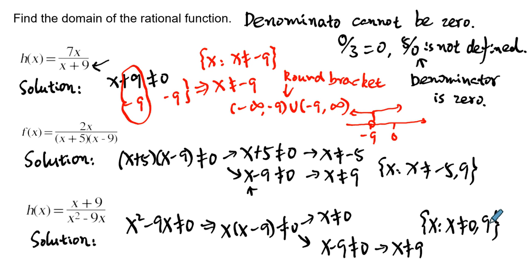That's it. Indeed, if you plug in 0 here, you have 0 squared minus 9 times 0. 0 squared is 0, 9 times 0 is 0. You will end up with 0 here. So if you exclude 0 and 9, the rest of the values are going to work because the denominator will never be 0, if you plug in values which are not 0 or 9.